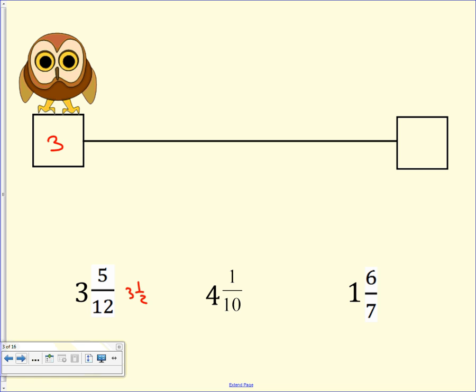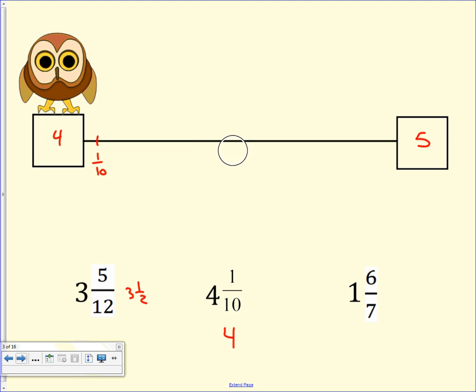All right, let's change our numbers. Instead of 3, now we've got 4. So 4 and 1/10 is between 4 and 5. We're talking about tenths. Right there is going to be 5/10. 1/10 is barely past 4, so I'd say it's closest to 4.